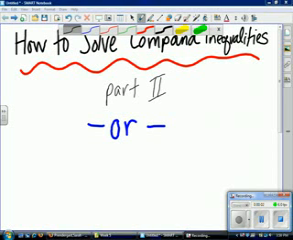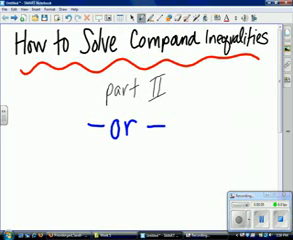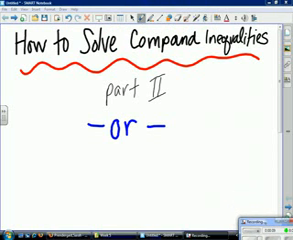Okay, this is how to solve compound inequalities, part 2, or inequalities. So you don't need to write anything down to start, you just need to listen to this first part. I'm going to let you know when it's time to take notes or write anything down, so just pay close attention to what I do on the video.